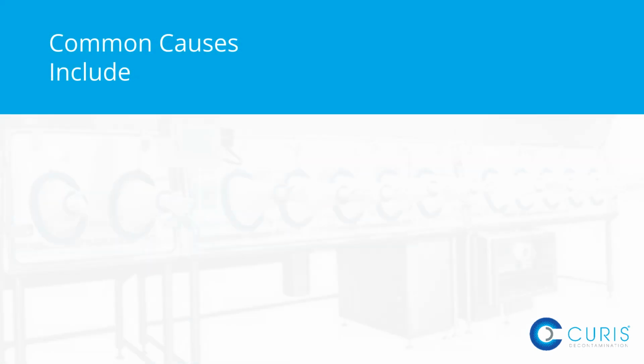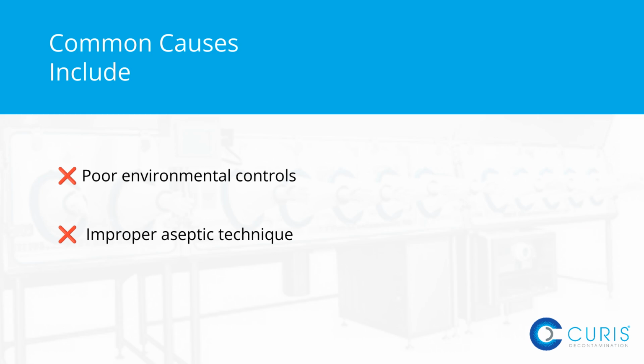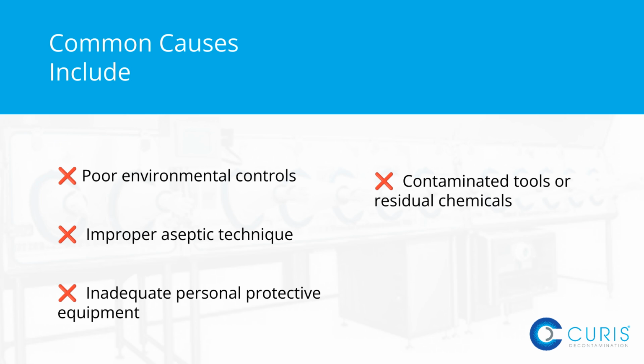False positives most often stem from contamination introduced during testing, not from the product or environment itself. Common causes include poor environmental controls, improper aseptic technique, inadequate personal protective equipment, contaminated tools or residual chemicals, and errors during sample transfer or handling.